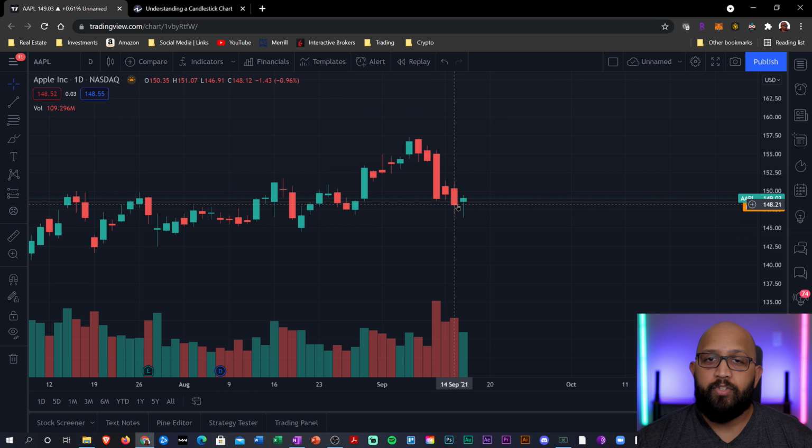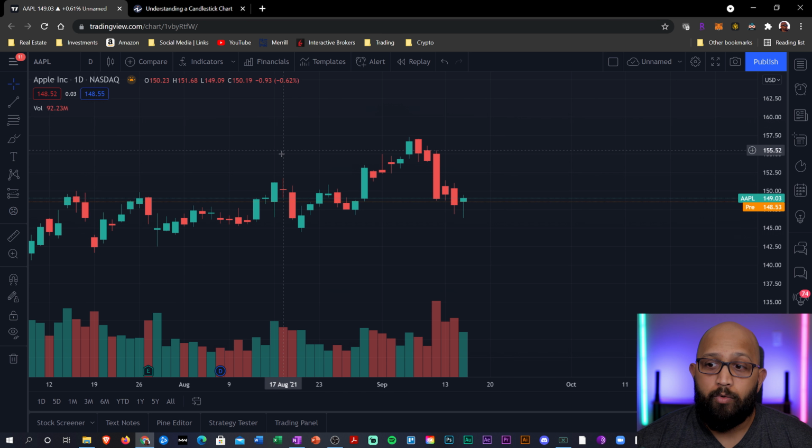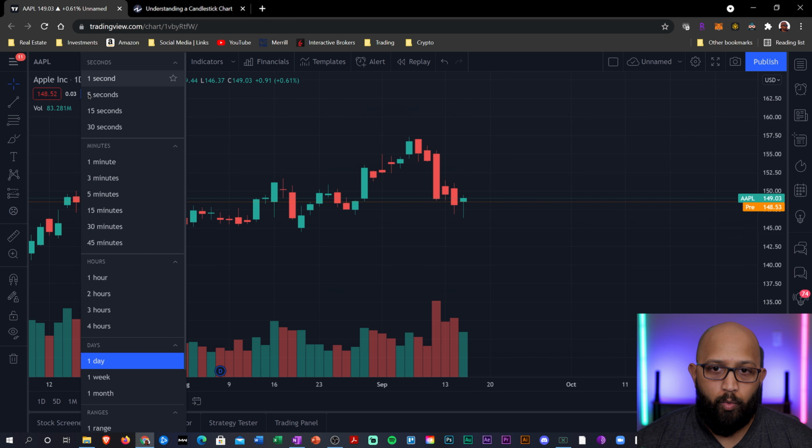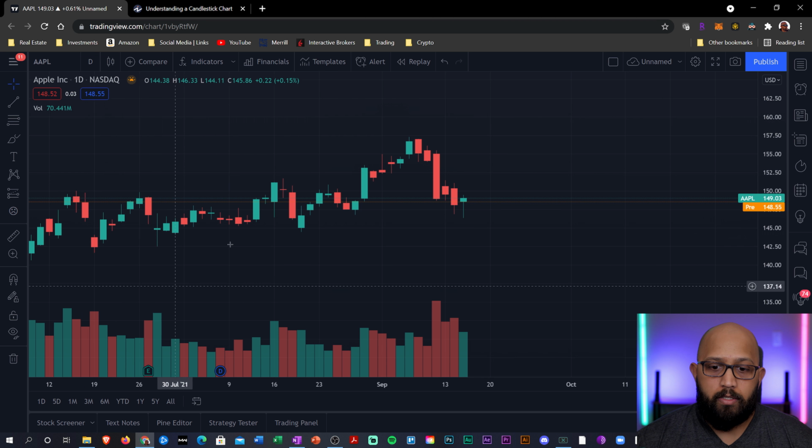Each candlestick represents a specific period of time. So this candlestick, currently we're on a day chart. At the top left here, you can see 1 day. So you can select 1 second, a minute, hourly, daily, weekly, monthly, etc. So I just selected the day chart. So this candle represents 1 day's worth of trading. Same thing. Each of these candles is 1 day, and it shows us a lot of key information.